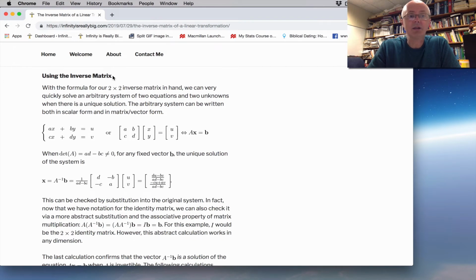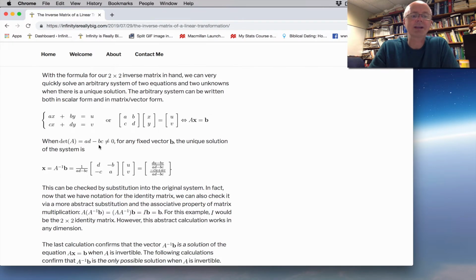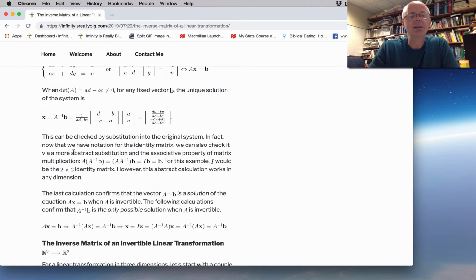This section is about using the inverse matrix. Again, we can solve infinitely many problems at once. Here's your arbitrary system of 2 equations and 2 unknowns. U and V are arbitrary. We can think of this in matrix/vector form. As long as the determinant is non-zero, we can write the inverse matrix in there and write our solution in this way. And that can be checked in the abstract with these equations.